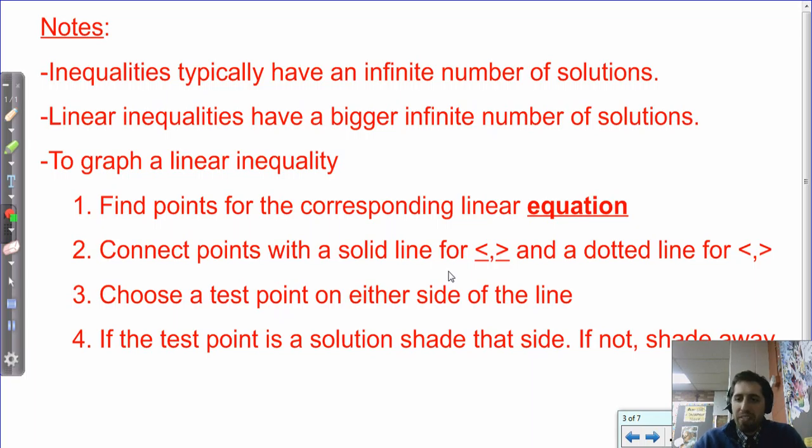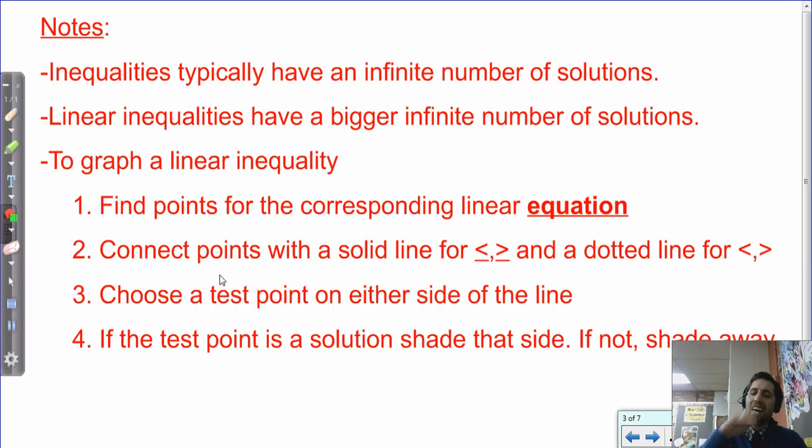So how are we going to graph them? How are we going to find all these big infinite number of solutions? Well, first we're going to find points for the corresponding linear equation. So we're going to ignore that it's an inequality. We're going to say, what if this was a linear equation? What if it was an equal sign instead of an inequality symbol? Then we're going to connect the points with a solid line if all these points would make it true, and that's if it says y is greater than or equal to, or less than or equal to. If that's the case, then the points on the line would make it true, because it could be equal. It could be the linear equation. But if the linear equation is not a set of solutions, that would be if we have the less than sign or the greater than sign. So we're going to find some points for the linear equation.